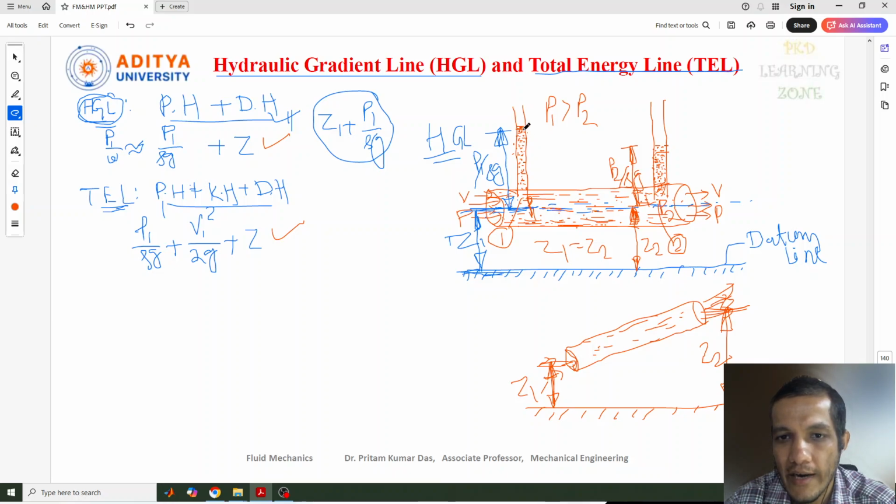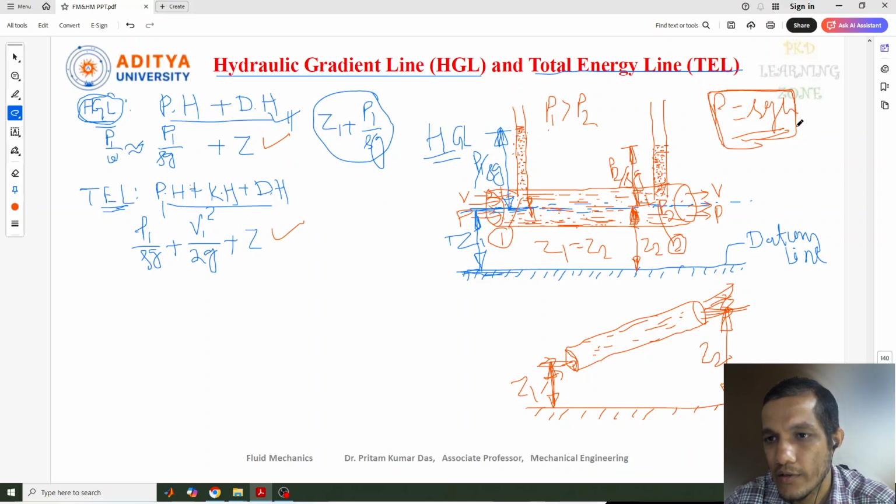So what does this head difference mean? At this point, how much will this H be? Now we know the formula P equal to rho g H. This we have already discussed in the hydrostatic law, where we got this formula P equal to rho g H. Now at this point, what is the height? By that we can calculate the pressure intensity. So the pressure intensity here will be more than this one. Due to this height, H1 will also be more than H2.